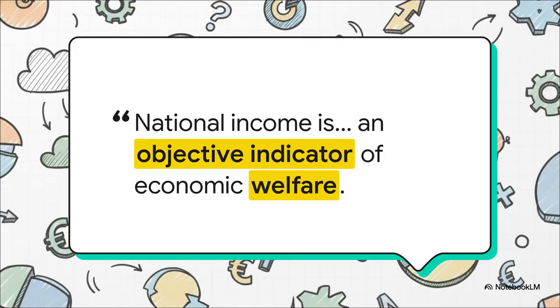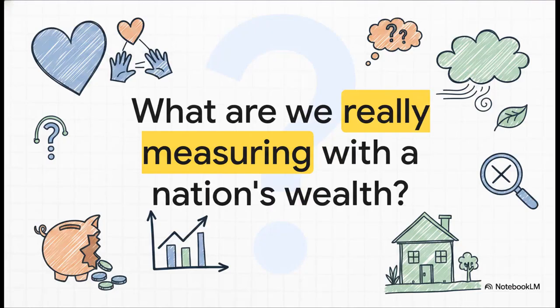So, after examining all these blind spots, you might be wondering, why do we even bother? Well, let's look at this quote directly from our source material. National income is a composite measure of all economic activities, but is also an objective indicator of economic welfare. Despite the transfer payment paradox, the invisible unpaid labor, the distorting mirror of inflation, and the massive environmental headaches, we desperately need these imperfect metrics. They are still the most robust, objective foundation we have to actually gauge the economic health and welfare of a nation's people over time.